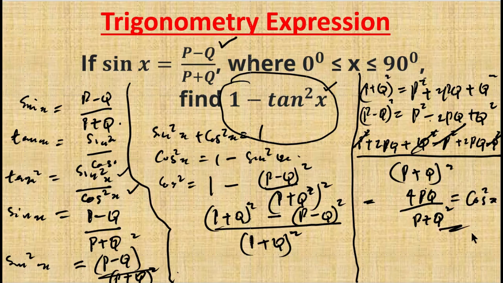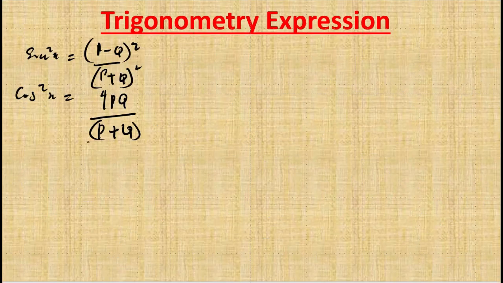Don't let's forget that. Now, having gotten this, we also know that sine squared x is the same thing as (p minus q) all squared all over (p plus q) all squared. So we have established that sine squared x is equal to (p minus q) all squared over (p plus q) all squared, and we've also established that cos squared x is the same thing as 4pq over (p plus q) all squared.